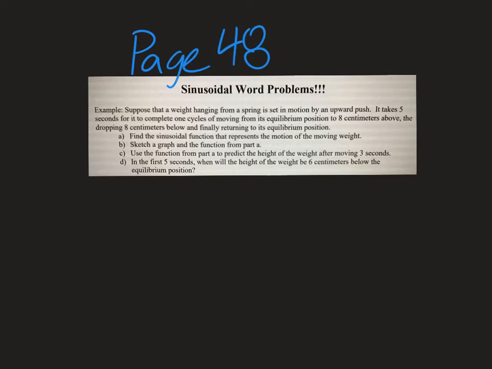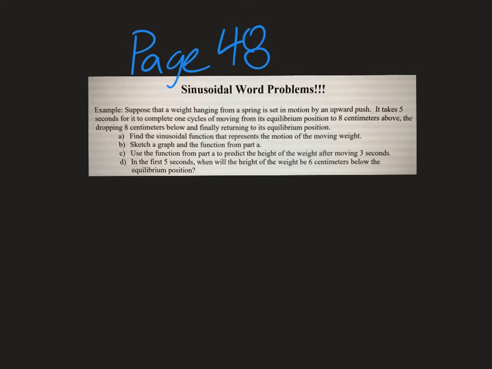Now, if we start with this example, it says, suppose that a weight hanging from a spring is set in motion by an upward push. It takes 5 seconds for it to complete one cycle, moving from its equilibrium position to 8 centimeters above, then dropping 8 centimeters below, and finally returning to the equilibrium position.